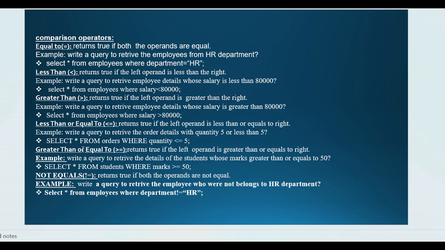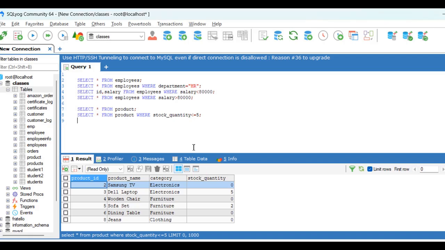So now I am going to show greater than or equals to. It returns true if the left operand is greater than or equals to the right operand. So here we have a query. Write a query to retrieve the details of the students whose marks are greater than or equals to 50. So I have to create the tables with the student marks. So I have created the tables here.